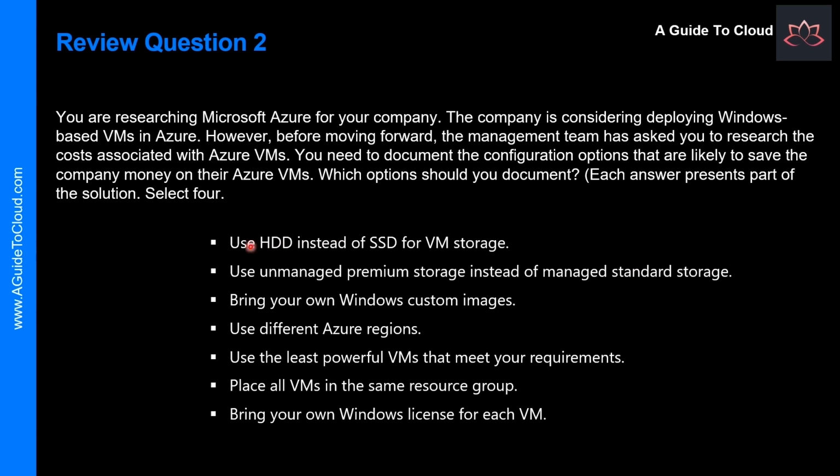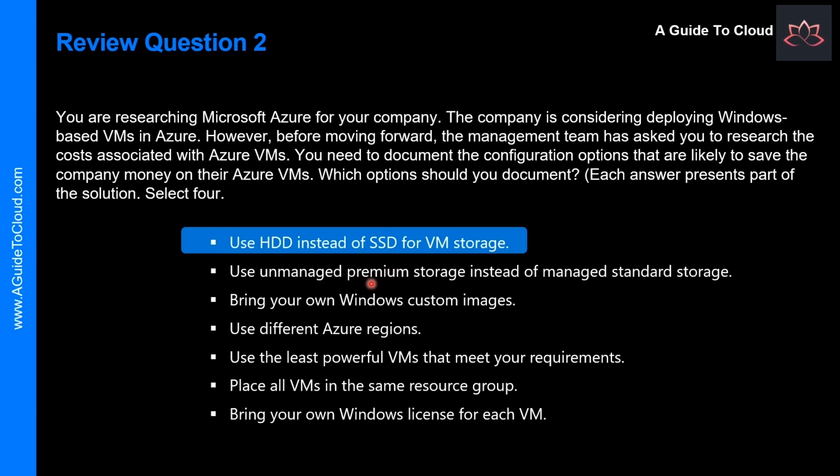Each answer presents part of the solution, and we need to select 4 to complete the whole solution. So I'm going to read out each statement to pick the right option which can help us save money on the Windows VM which this particular company is going to use. Alright, so first statement is use hard disk or HDD instead of solid state drive. Absolutely. I'm not sure that is going to be a wise choice. It absolutely depends on the application type you're using. But if you use hard disk instead of SSD, you can reduce this cost.